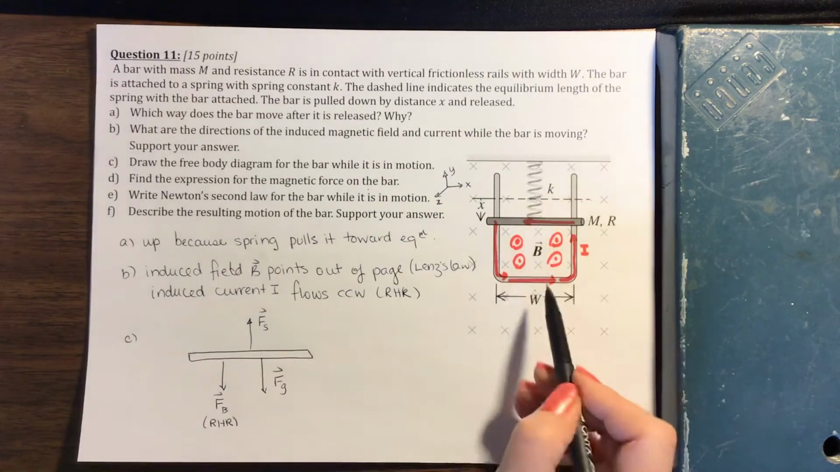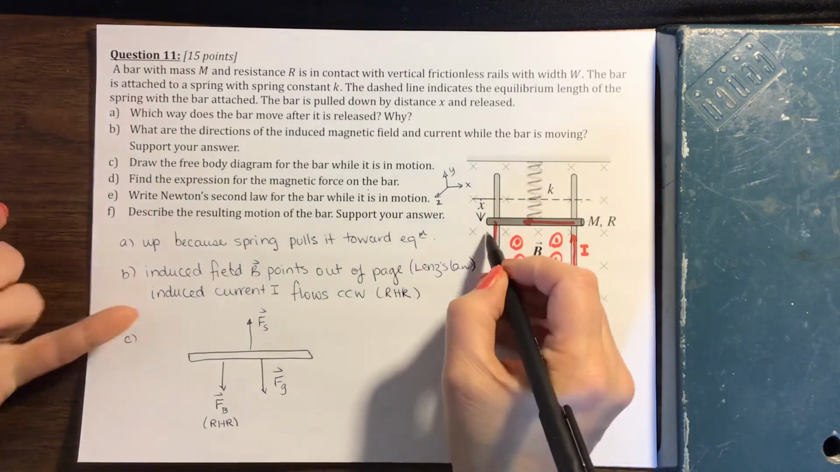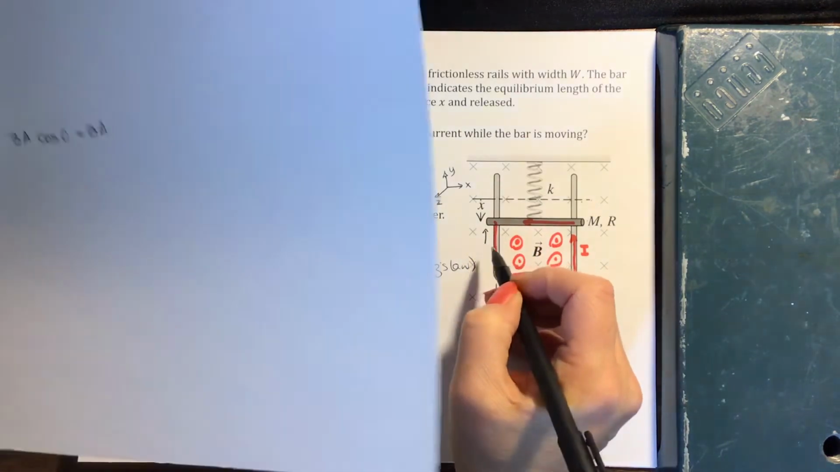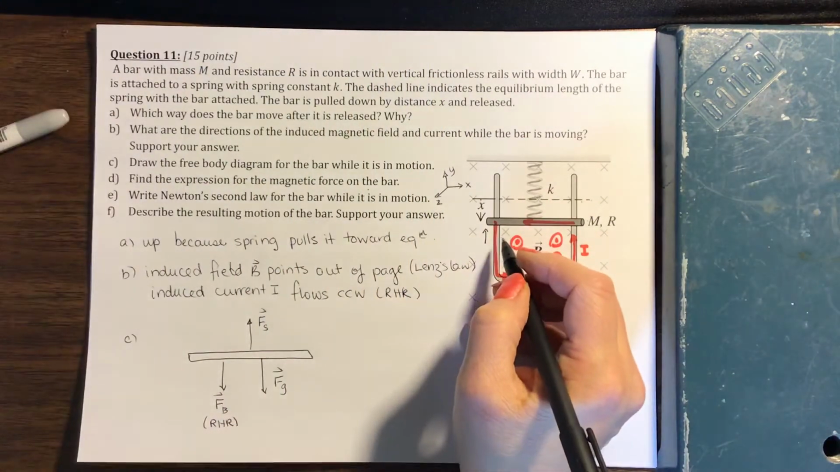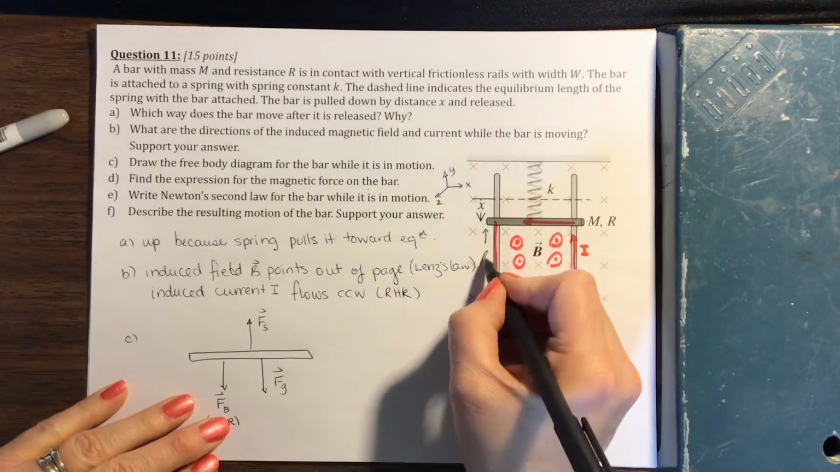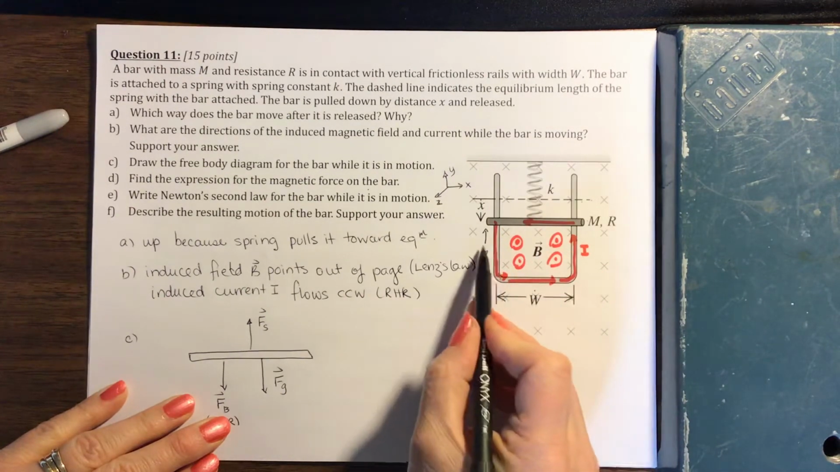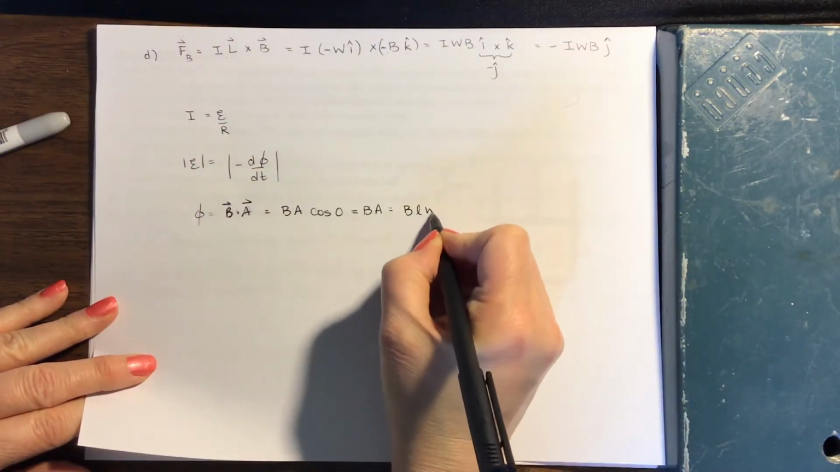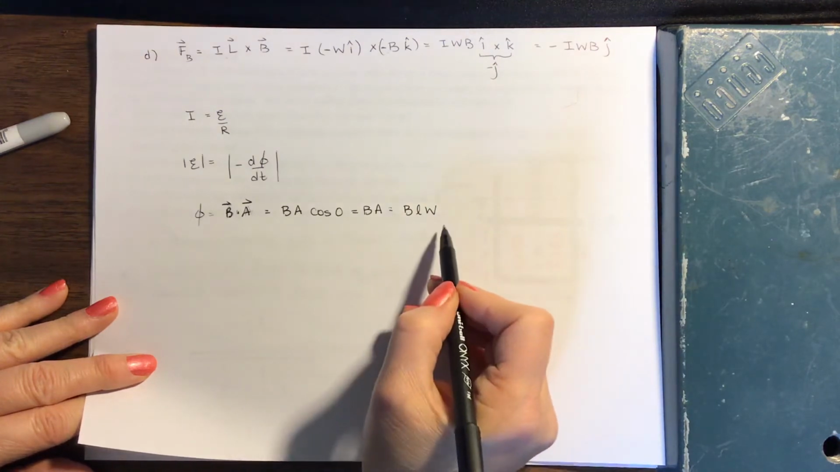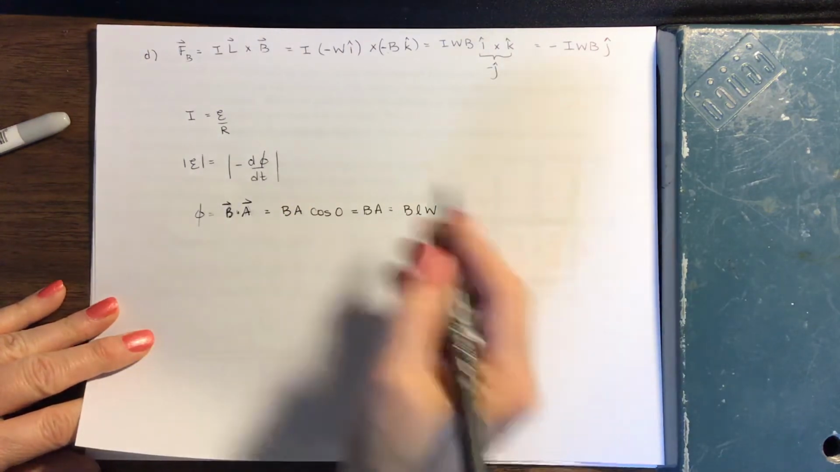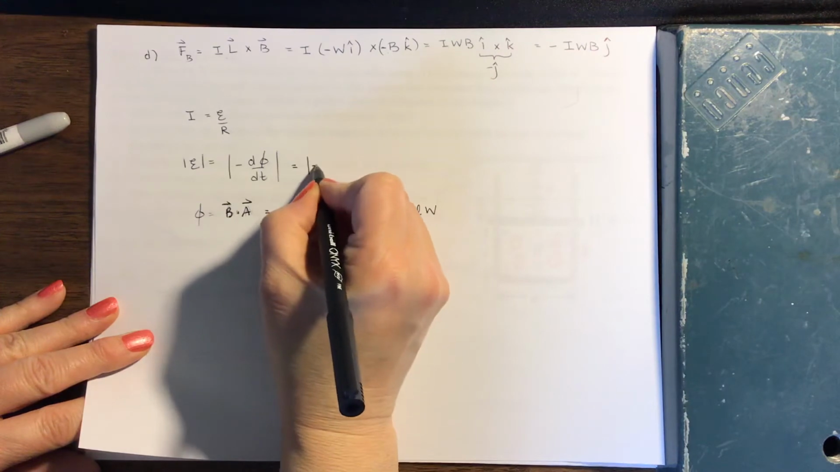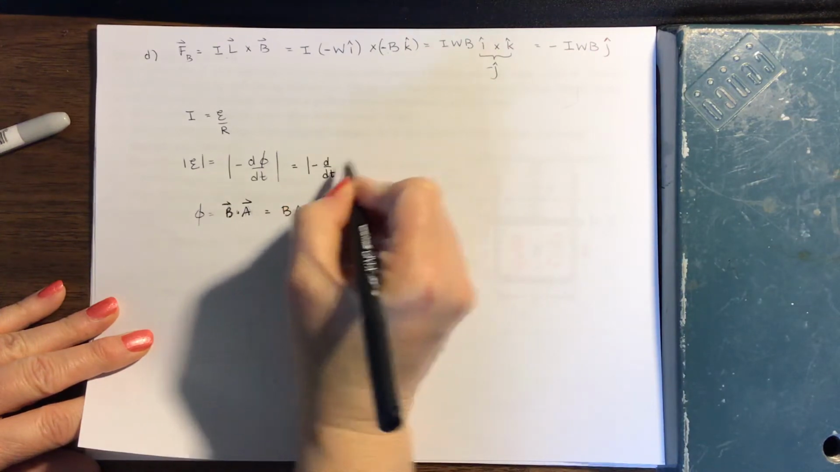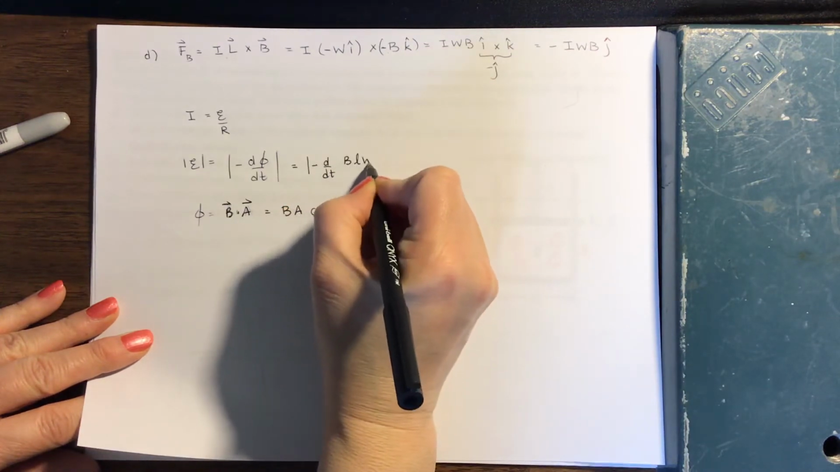What is the area of this loop? Well, it's a rectangle, so it's going to be length times width. Let's say that the length is symbolized with a lowercase l. Here's our length from here to here. So L times W gives me the area of that loop. B times L times W. Okay, so coming back to my induced potential, I've got minus d by dt of B times L times W.